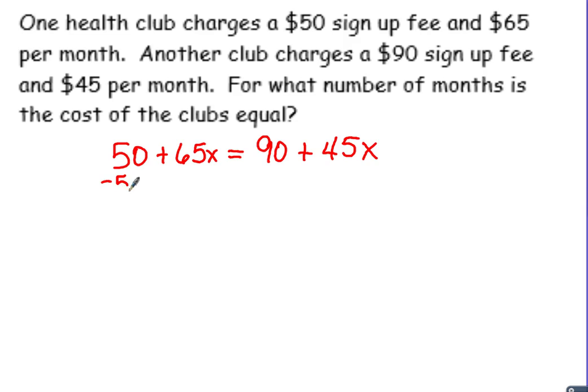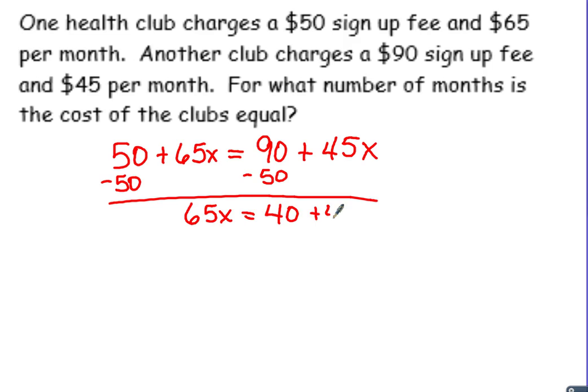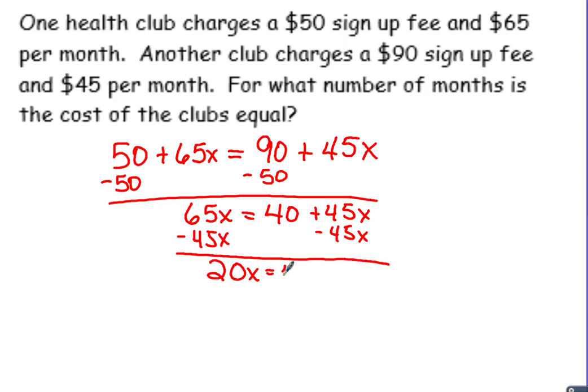So you can subtract 50 from both sides. 65x equals 40 plus 45x. And then subtract 45x from each side. So 20x equals 40, divide by 20, x equals 2.